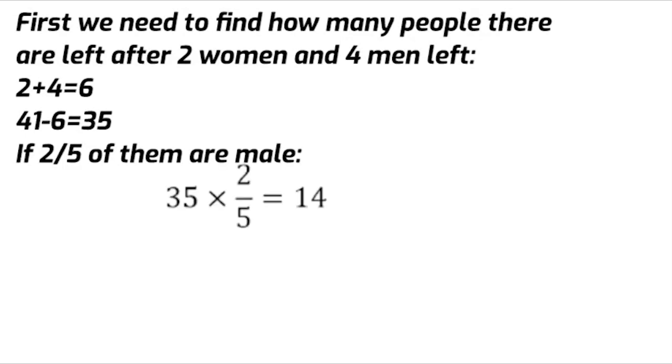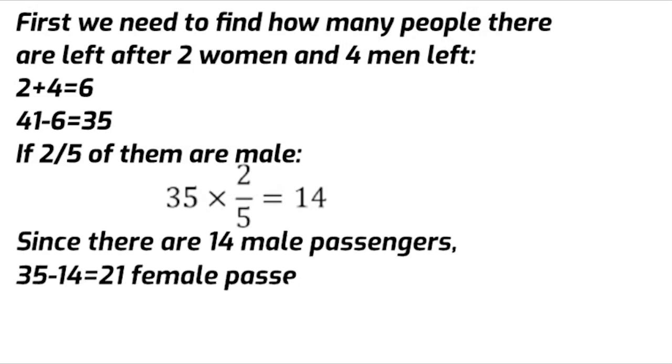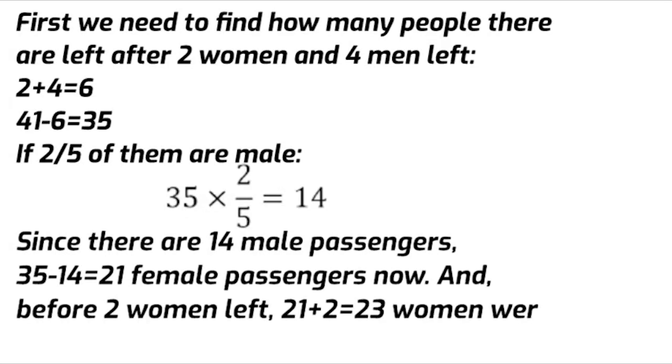If 2/5 of them are male, we multiply 35 by it to find the number of men, and get 14. 35 minus 14 equals the number of women left, which is 21. But to find the initial number we need to add 2, and find that there were 23 female passengers in the beginning.